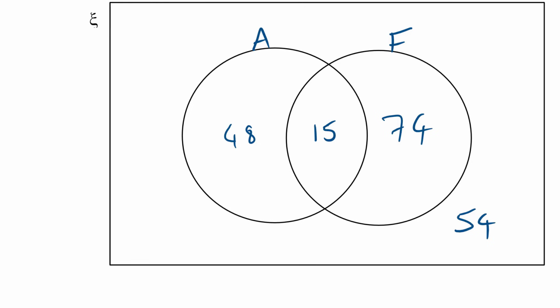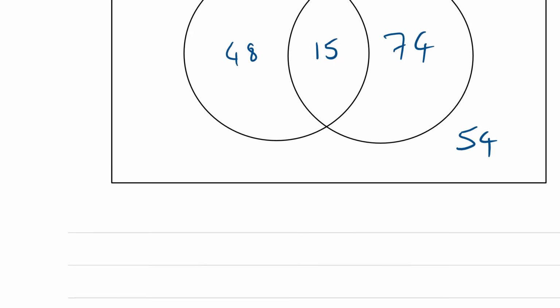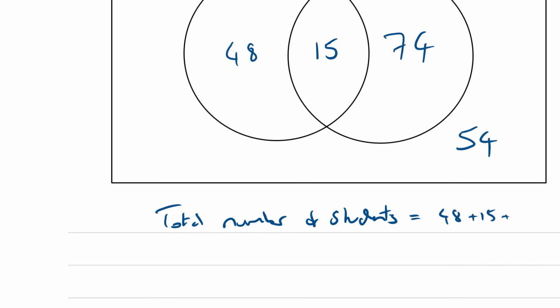So now I can work out how many students there are altogether. So the total number of students is going to be those four numbers added up, isn't it? It's going to be 48 plus 15 plus 74 plus 54. So reaching for the calculator.